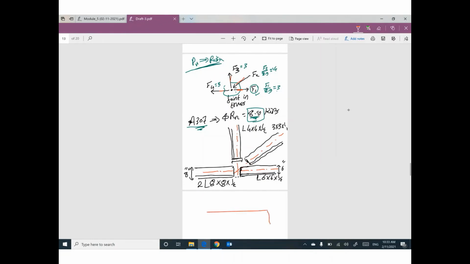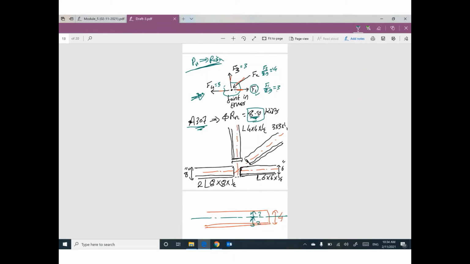Here is the angle. This width is 4. Please make sure that the center line is passing through; this distance is 2 and this distance is 2. Any questions so far? So the first step to draw this connection, please draw the center line.